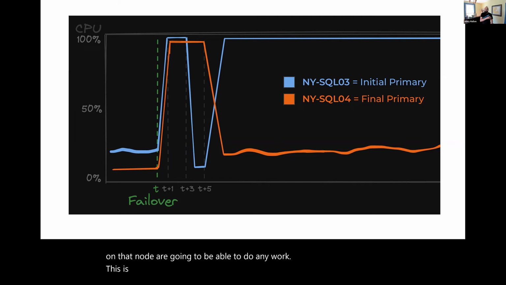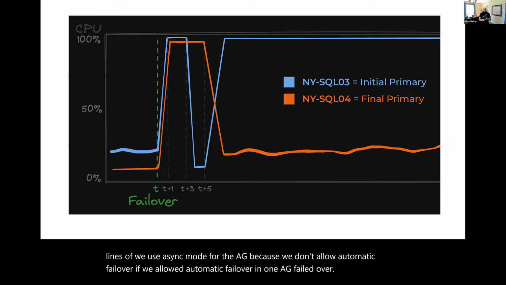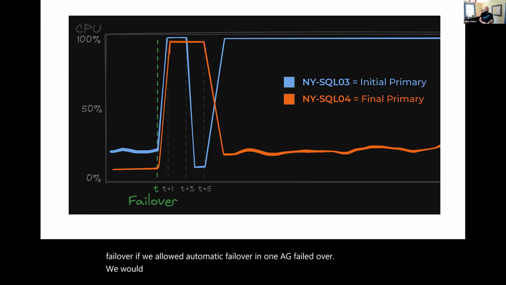It also ties into something Aaron mentioned along the lines of we use async mode for the AG because we don't allow automatic failover. If we allowed automatic failover and one AG failed over, we would be screwed because the former primary CPU is going to be all over the place and we're going to have sites down.